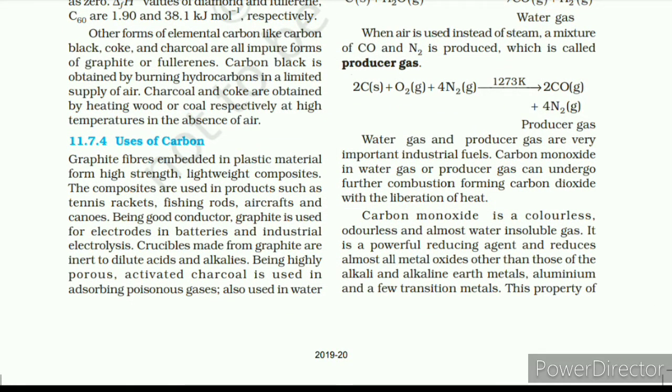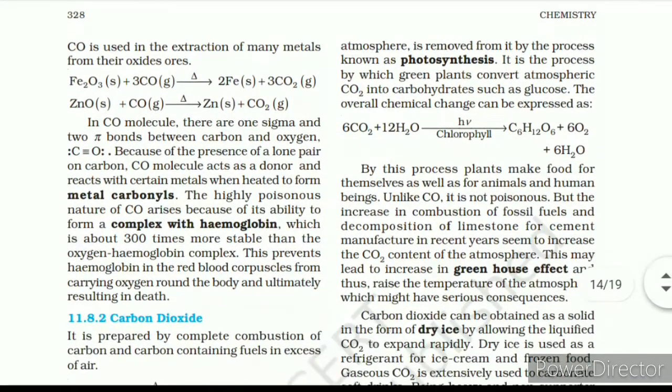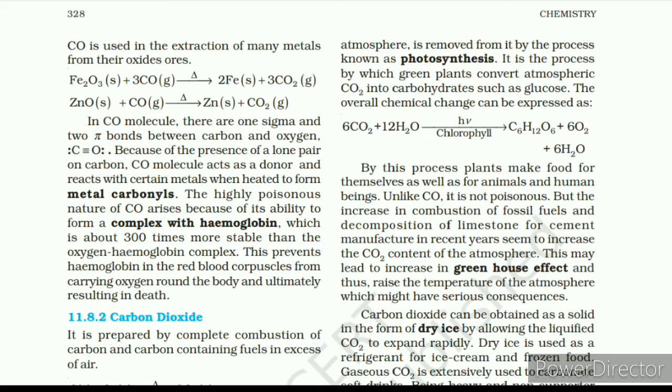In carbon monoxide molecule, there is 1 sigma and 2 pi bonds between carbon and oxygen. Because of the presence of a lone pair on carbon, CO molecule acts as donor and reacts with certain metals when heated to form metal carbonyls. The highly poisonous nature of CO arises because of its ability to form a complex with hemoglobin, which is about 300 times more stable than the oxygen-hemoglobin complex. This prevents hemoglobin in the red blood corpuscle from carrying oxygen around the body and ultimately results in death.